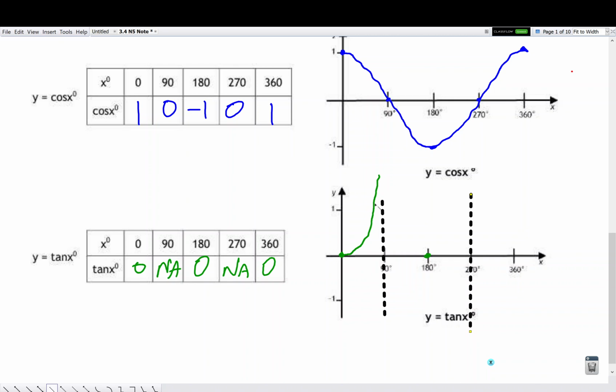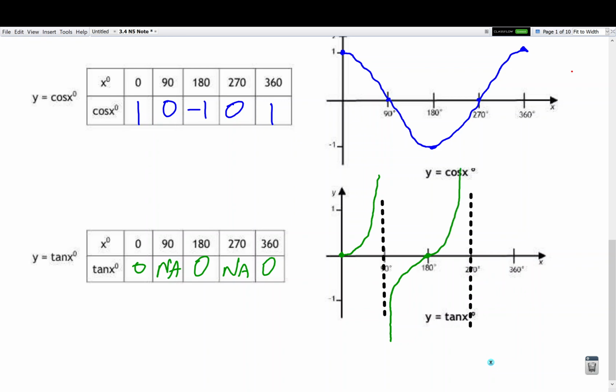It starts at 0, goes all the way up to positive infinity, but never actually gets to 90, but then it comes back from negative infinity just over 90 degrees. So just past your dotted line, it actually comes up from negative infinity, comes back to 0, and then repeats what it did at the very beginning.